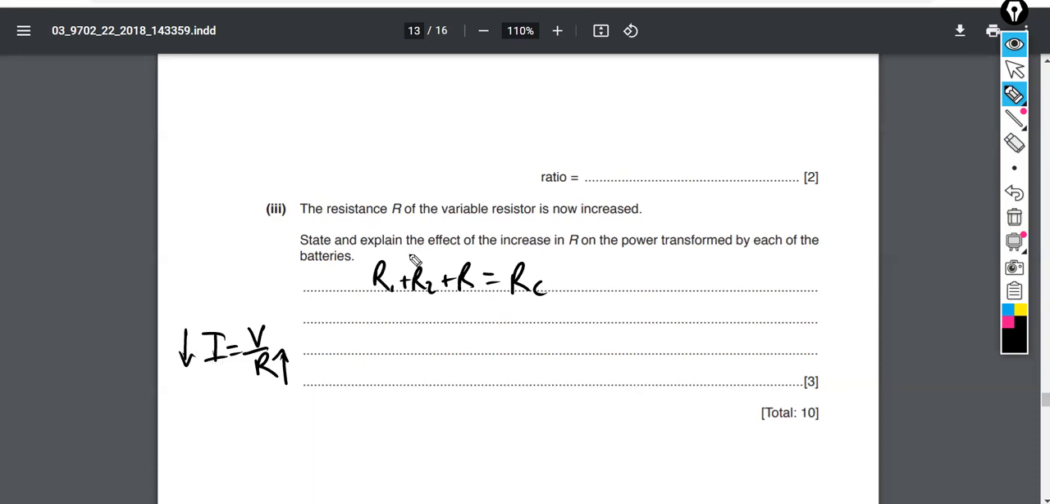So for the explanation, we have to connect those ideas. Increasing the variable resistor increases the circuit resistance. And an increase in circuit resistance means we're going to draw less current from the EMF source, from the batteries. So what's that going to do to the power transformed? Well, you may recall that power is calculated as I squared R, or I times V, or V squared over R. So a decrease in current is going to mean less power is transformed. A decrease in power due to the decrease in the intensity of the current. That's closer to an explanation as to why that's true.